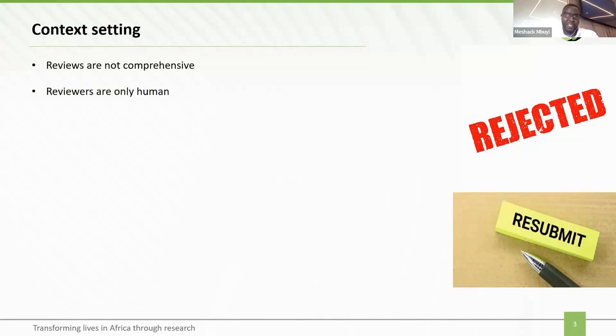Also, it's important to understand that reviewers are only human. They are like you and me. You are an expert in the field you're in, and when you review a document, you're giving the feedback as a human. So reviewers are just like us, only that they are in that position where they've been tasked with the responsibility of reviewing grant applications.